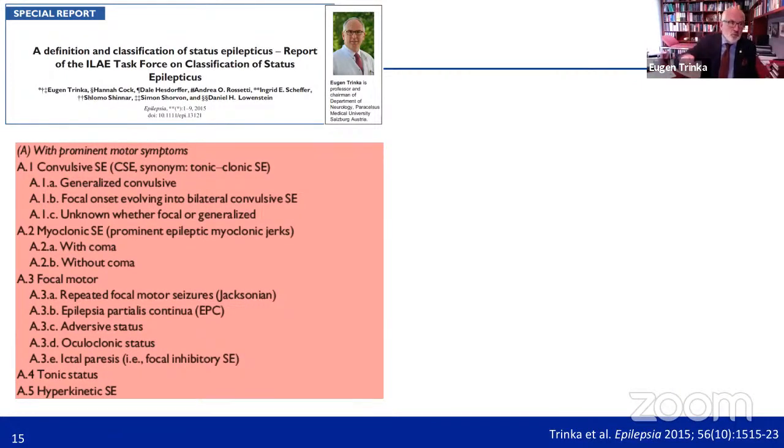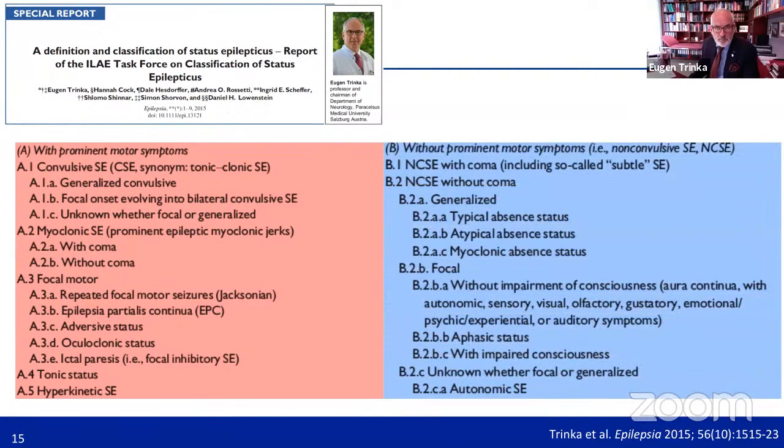Then you have focal motor, where motor phenomena are the only symptom, can be EPC, aversive status, oculoclonic status, or it can be ictal paresis, also prominent motor symptoms, tonic status, and hyperkinetic status. These are opposed to the ones without prominent motor symptoms, the non-convulsive forms. They can occur with coma and without coma. This is the second taxonomic criterion, motor phenomena and level of consciousness.